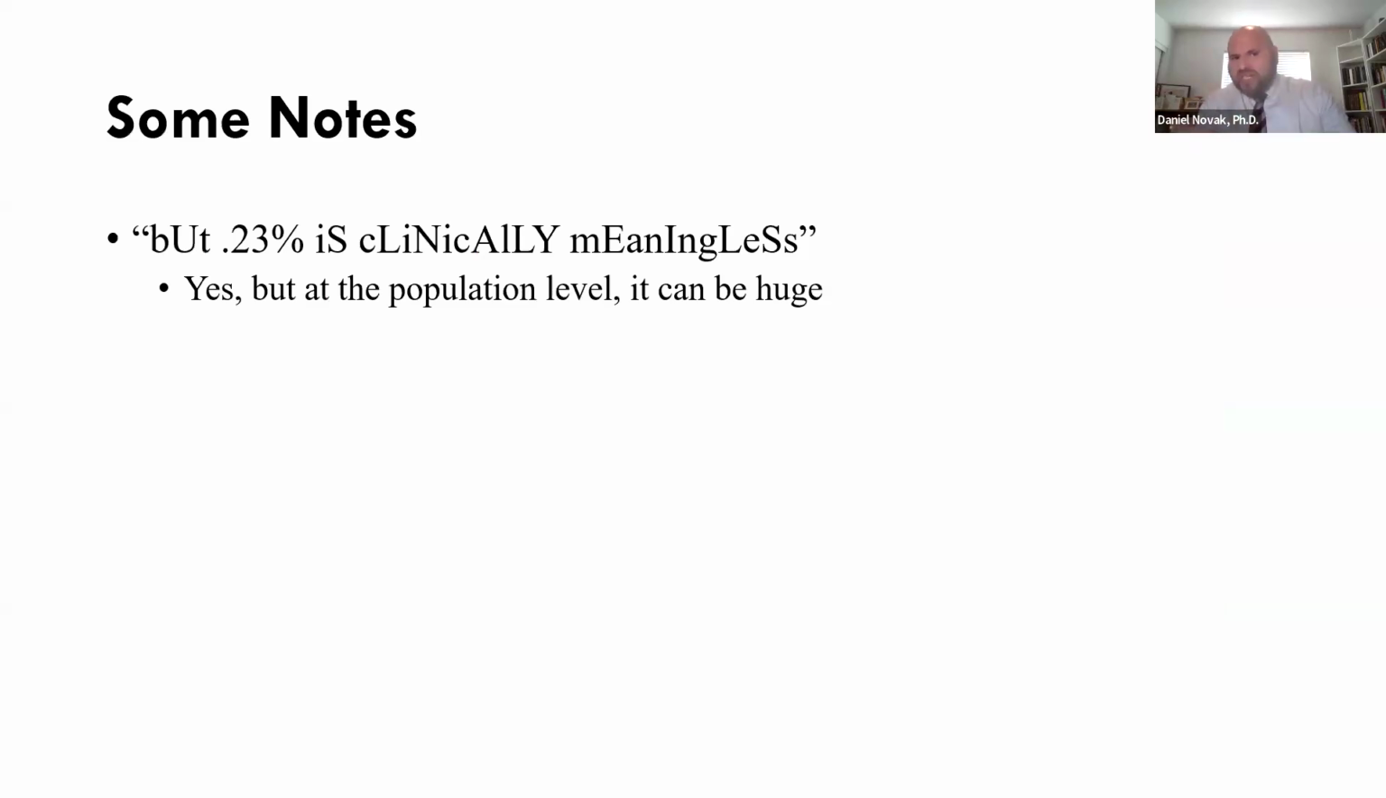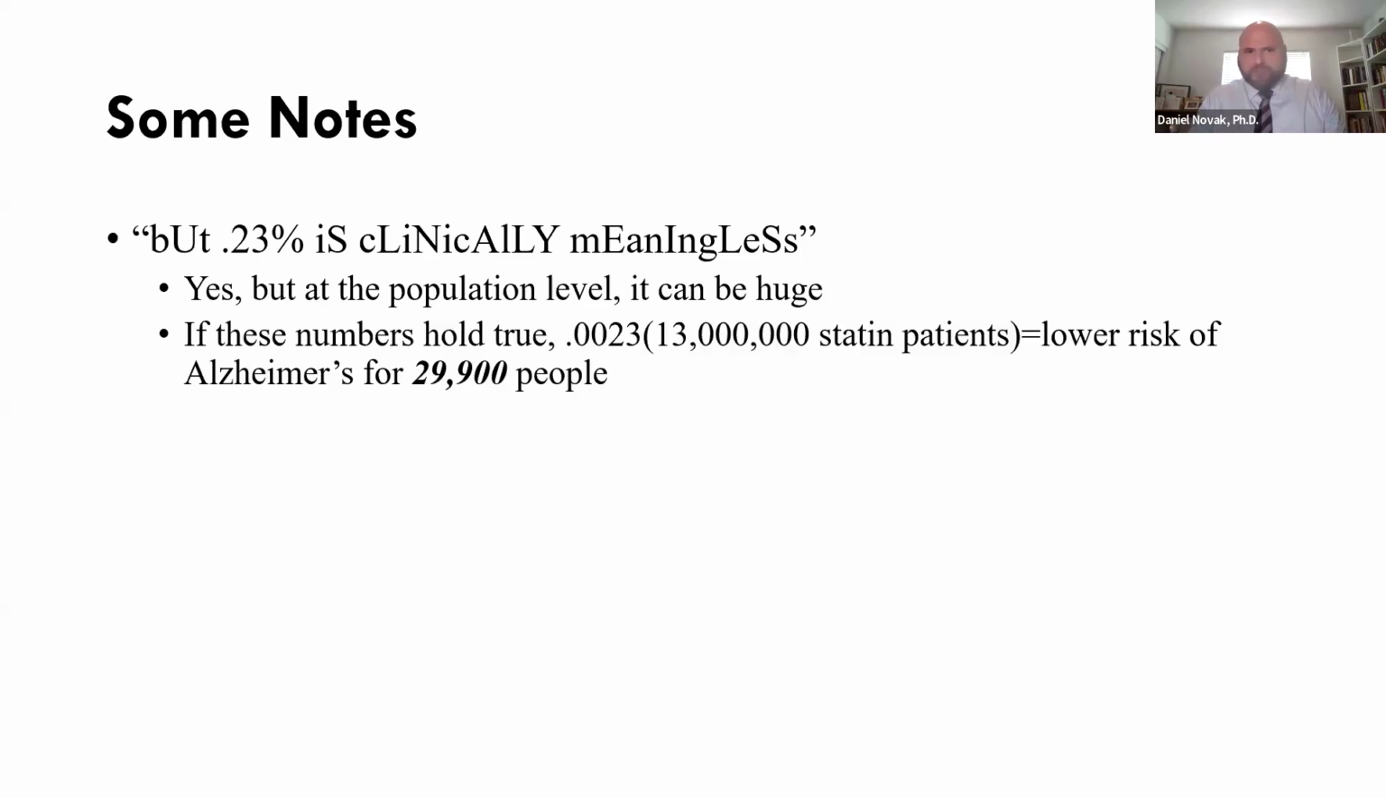Some folks might say, but 0.23% difference is clinically meaningless. Yeah, but at the population level, this can be huge. Also, if you run this as an effect size, 2.23 times greater is an effect size of like 0.6, which is actually quite substantial even for a retrospective observational study of this scale.